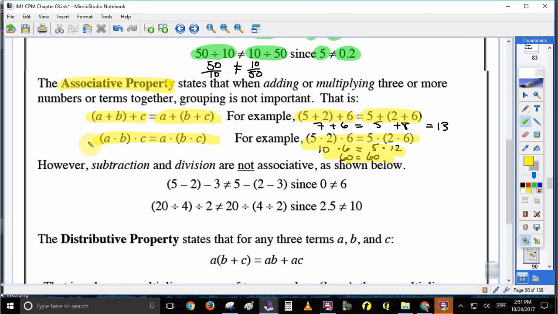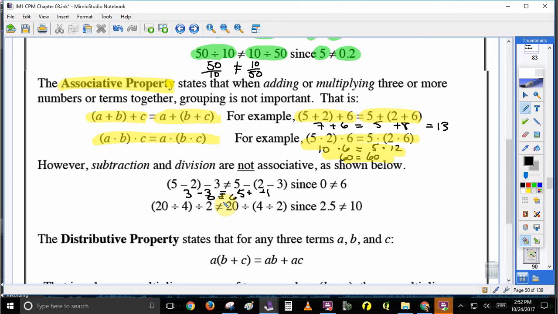So again, addition and multiplication are both commutative and associative properties. However, again, subtraction and division are not associative. So if we do them in different orders, we get different answers. Taking those same problems from above, if we did 5 minus 2 first, that would give us 3. 3 minus 3 is 0. Here, if we did the 2 minus 3 first, that would give us negative 1. 5 minus negative 1 would be 6. 0 does not equal 6, so that does not work.